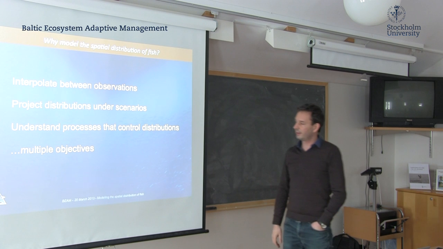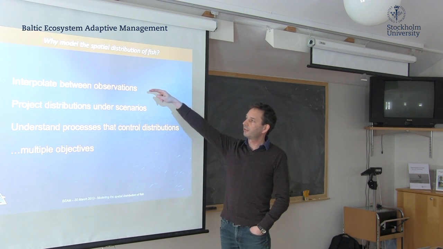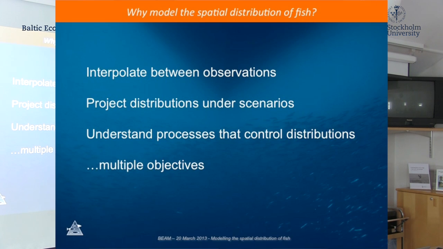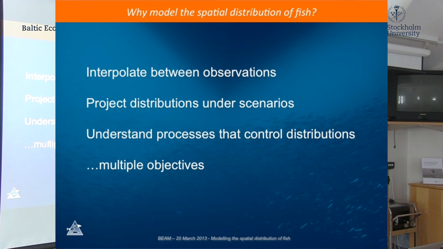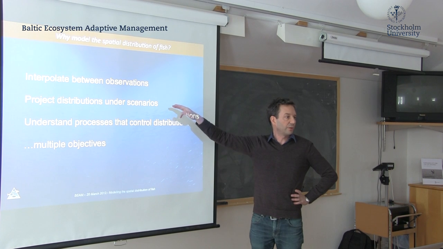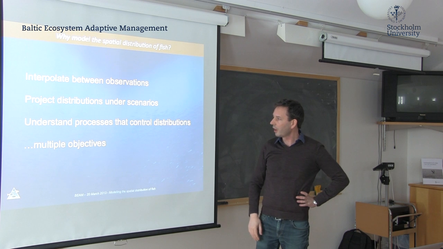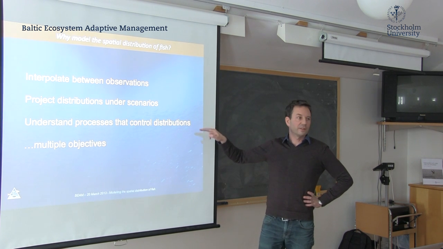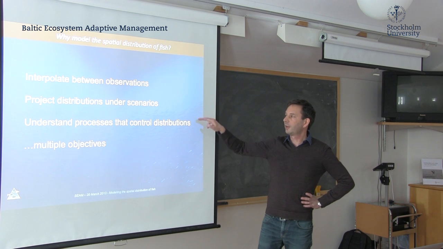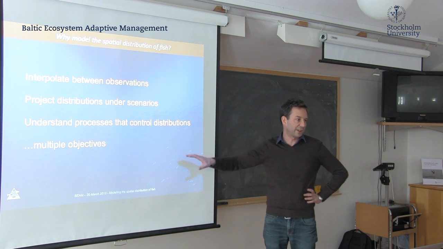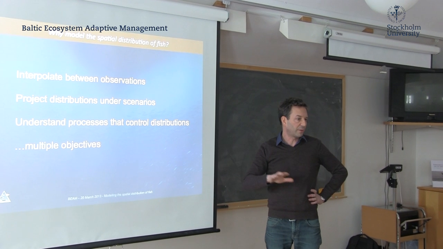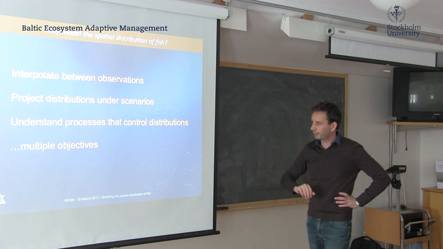And there can be several reasons. Sometimes we're only interested in interpolating between observations. So you have point observations of different species and abundance or presence, and you want to map the density of these species in space. Sometimes we want to project the distributions under particular scenarios. That's what we've seen on the slide before. Sometimes you actually want to understand what controls the spatial distribution. Sometimes you want several of these or all of these. Okay. You may have other questions, and sometimes there are direct applications for the implementation of marine spatial planning, marine protected areas, and so on.